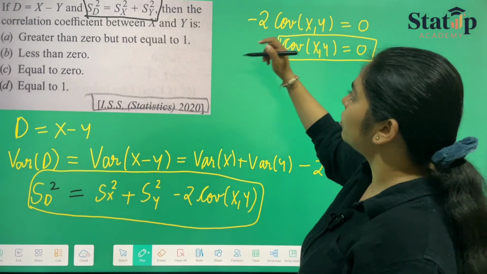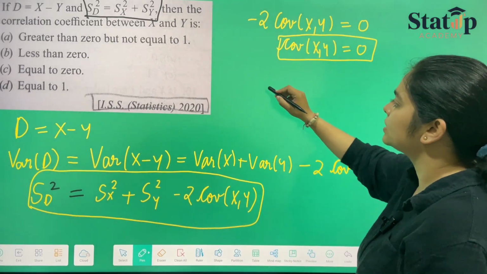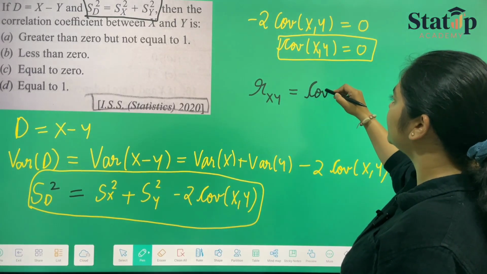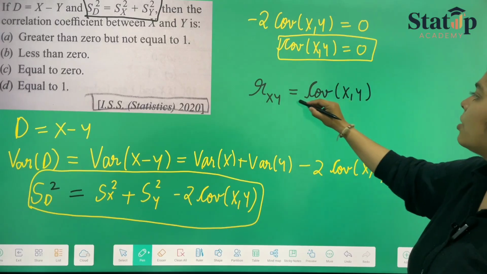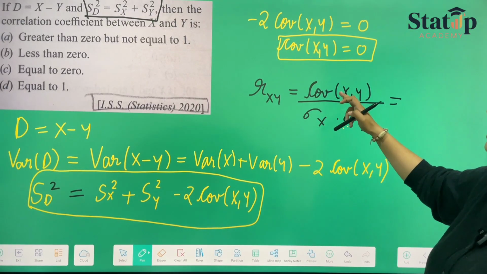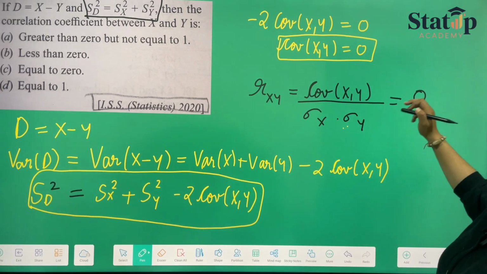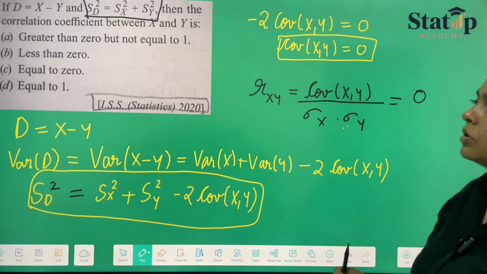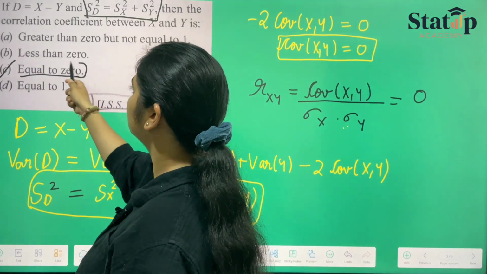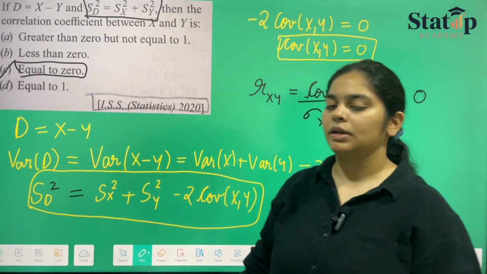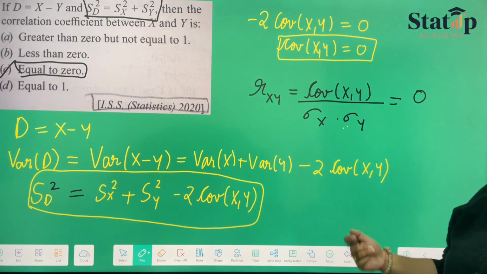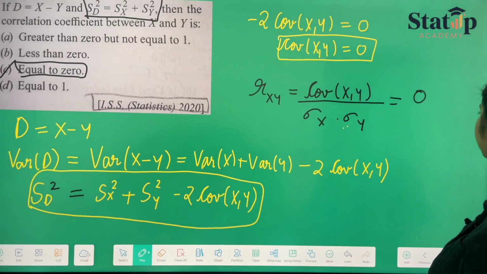Now we have to find out the correlation coefficient between X and Y. Correlation coefficient between X and Y is nothing but covariance between X and Y upon standard deviation of X into standard deviation of Y. Covariance is 0. So 0 upon anything will be 0 only. So our answer will be equal to 0, option number C. This was asked in the ISS 2020 Statistics paper, and this is how we attempt the question.